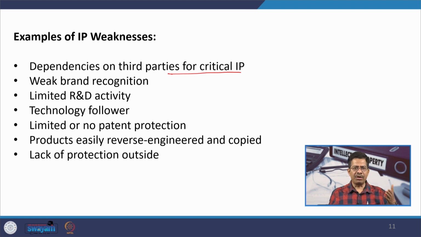Like when I was talking of strength, I was saying that complexity of the product creates strength, that it is difficult to copy your product. Similarly, the weakness is if it can be easily reverse engineered and then somebody can easily manufacture it. Then lack of protection outside, there may be only domestic protection available, but you do not have foreign protection. That is also a weakness of your IP portfolio.